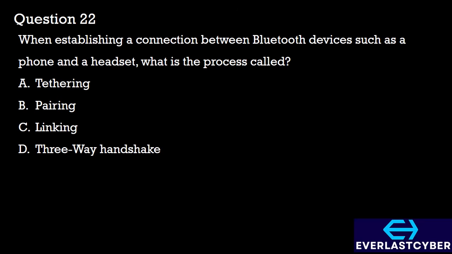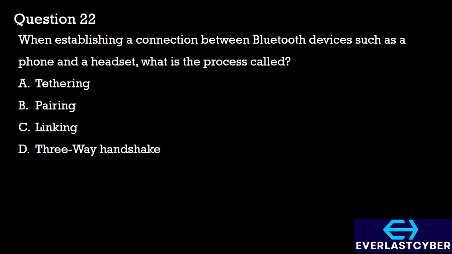Question 22. When establishing a connection between Bluetooth devices, such as a phone and a headset, what is the process called? A. Tethering. B. Pairing. C. Linking. D. Three-way handshake. Tethering refers to sharing a mobile device's internet connection with other devices. However, this is not a process of connecting Bluetooth devices. Pairing is the process of establishing a connection between Bluetooth devices such as the phone and a headset.